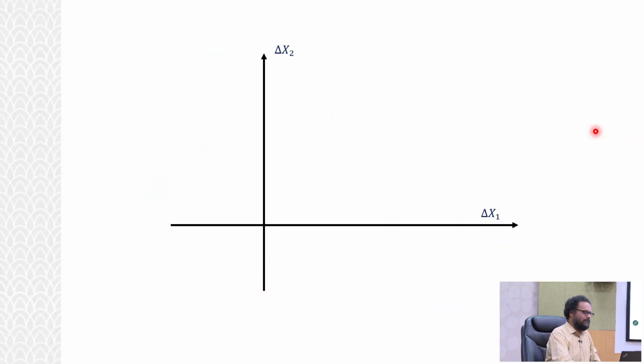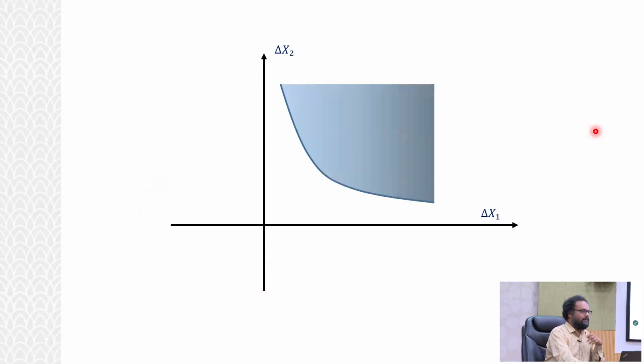So how do we do this? Now, if I plot my delta x2 and delta x1 for different kinds of representations, for different states, it cannot cross this barrier. Right? It cannot cross this barrier, because if it crosses the barrier, then the product will become less than 1/4.